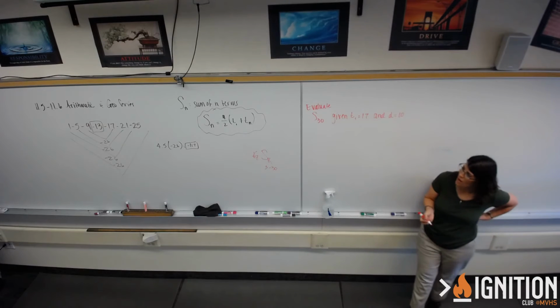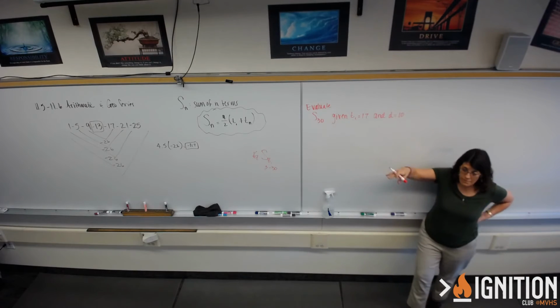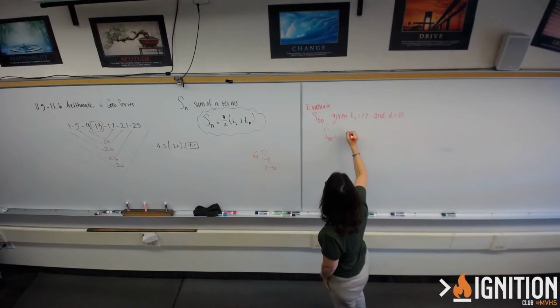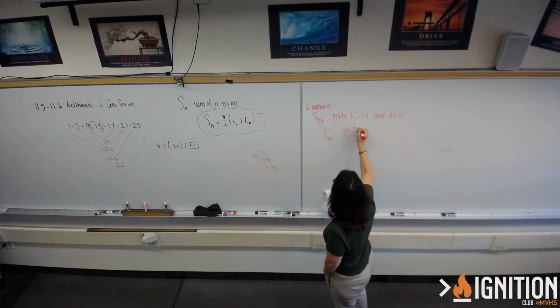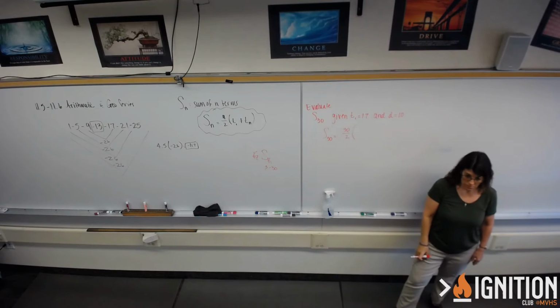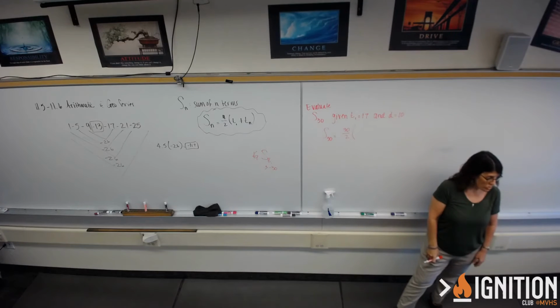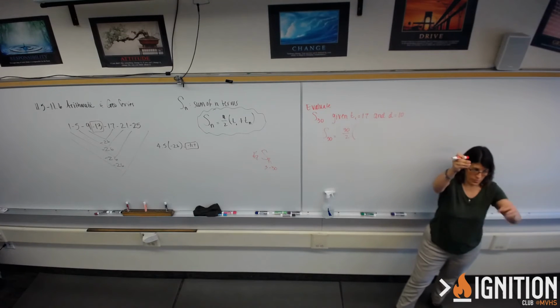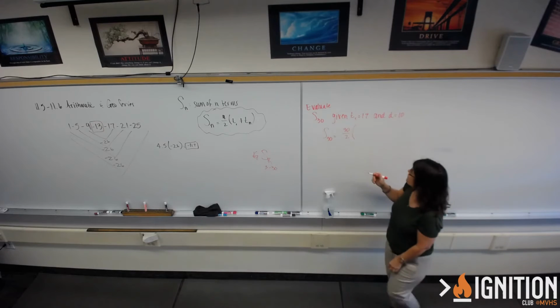Okay, so here's the problem. We have our formula. So S sub 30, n is 30 over 2, agreed? Plugging in, which means I'm going to have 15 sums. Boom, boom, create a sum. Boom, boom, create a sum. Boom, boom, create a sum. The first term is what?